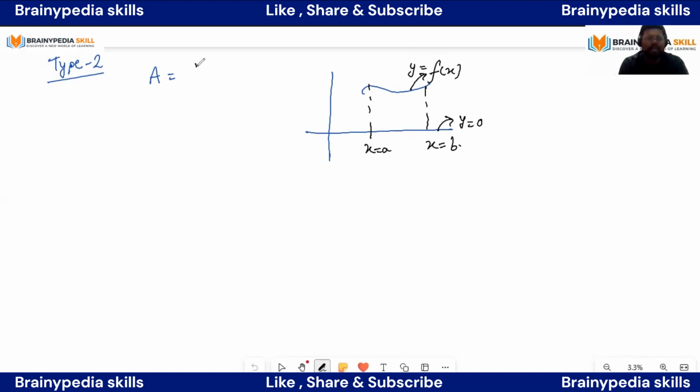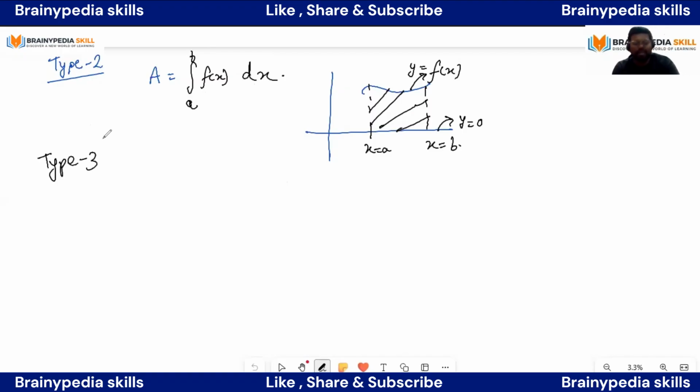From area would be nothing but area bounded by this curve. So this is nothing but from a to b, f of x, upper curve, lower curve is y equals to 0. So minus 0, it doesn't mean anything to us, dx. Now type 3. So we are going to discuss all the types.